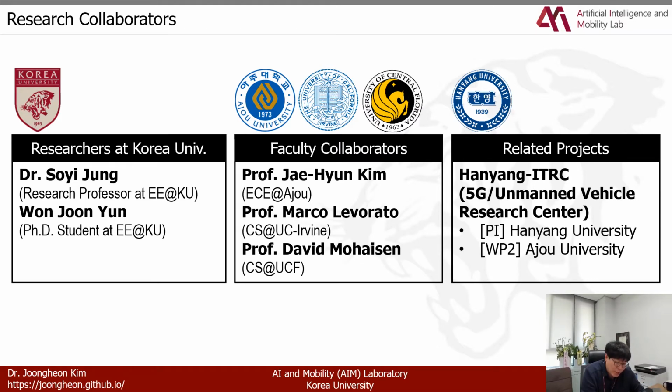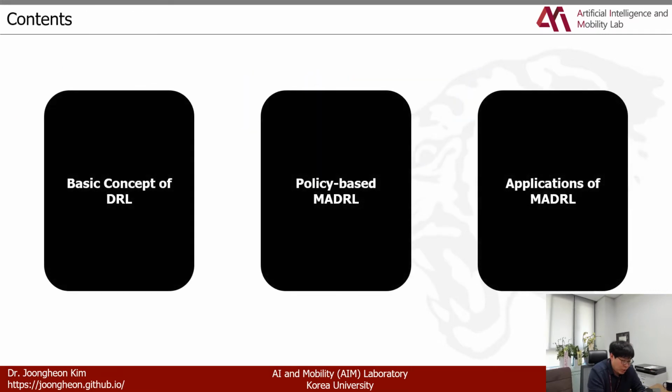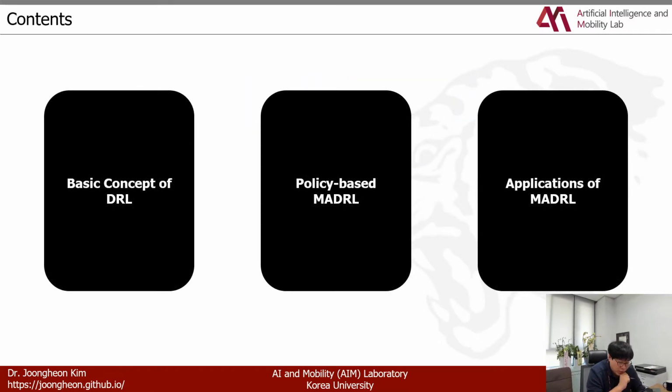So in this presentation, I would like to introduce our research results in terms of multi-agent deep reinforcement learning for autonomous and connected vehicles. First of all, let me introduce the basic concept of DRL, deep reinforcement learning, and then I would like to introduce policy-based multi-agent deep reinforcement learning. Lastly, I would like to introduce the applications of multi-agent deep reinforcement learning in terms of connected and autonomous vehicles. Then let me start with the basic concept of DRL.